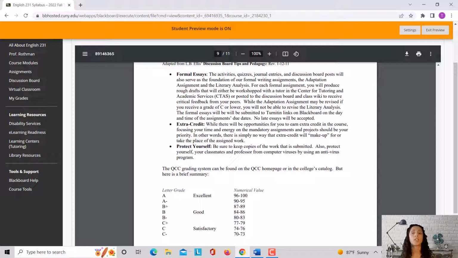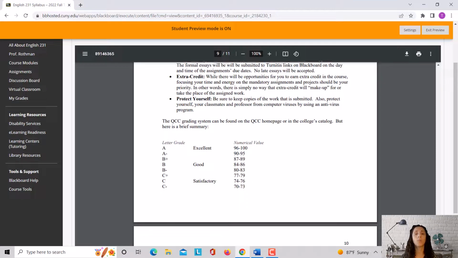The adaptation assignment may be revised if you receive a grade of C or lower, but you will not be able to revise the literary analysis because it will be due at the end of the semester. All the formal essays will be submitted to Turnitin links on Blackboard on the day and time of the assignment's due dates. No late essays will be accepted.